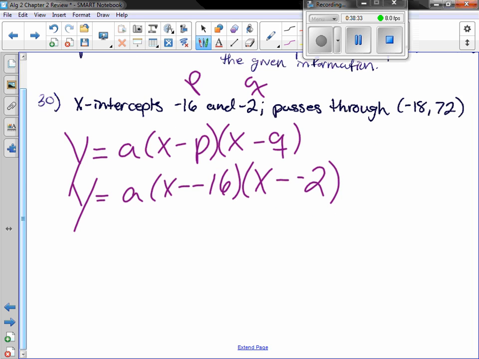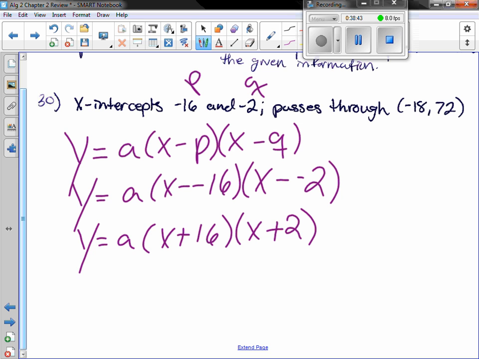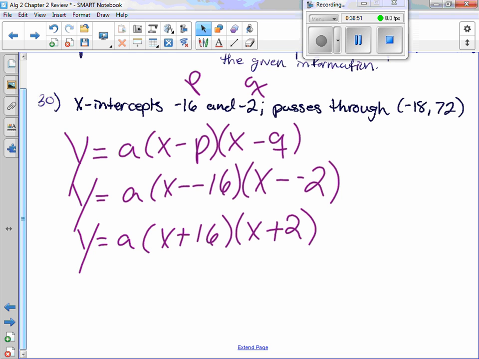We plug those in. Now we have to simplify a little bit because we don't like negative negatives. If I have a minus and negative, it turns into positive. So we're going to rewrite it as plus. Any questions on this here so far? Now we notice again, just like the last one, the only thing we're missing is the value of A, because if I have the value of A, I have the overall equation and we're done.